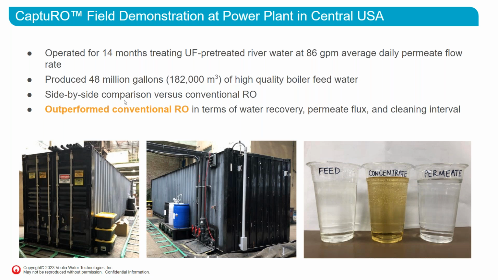But anyway, we ran a side-by-side comparison against their conventional RO, and our Capsuro outperformed the conventional RO in terms of water recovery, permeate flux, and cleaning interval. You can see this is a visual of the water we were treating, and this is the feed water. You can see there's some color in the concentrate. I believe the concentrate had about 40 ppm of total organic carbon. There were probably some humic acids in the river water, and we were able to run at a pretty good recovery despite that organic fouling potential.